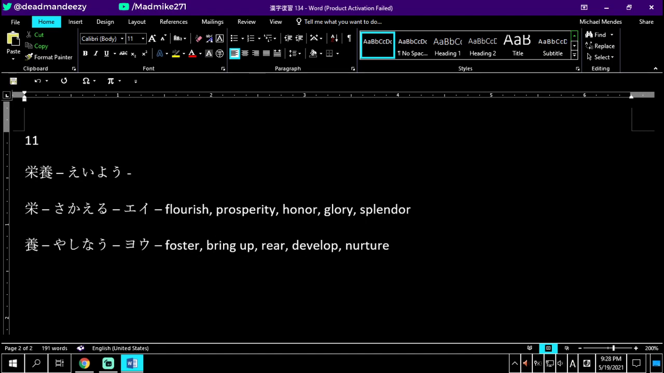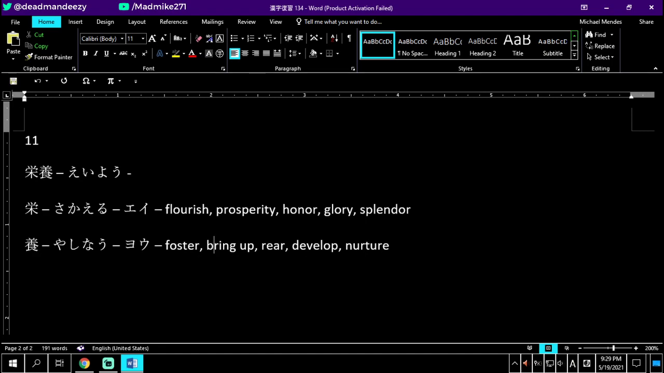This word altogether is going to be a noun, so start thinking about what this could be. So we have ei, which means splendor or prosperity or flourishing. Underneath it, we have yo or yashinau, to raise or bring up. So prospering and bringing it up. What's something that makes something else prosper as it gets raised? It makes sense when you put it together.